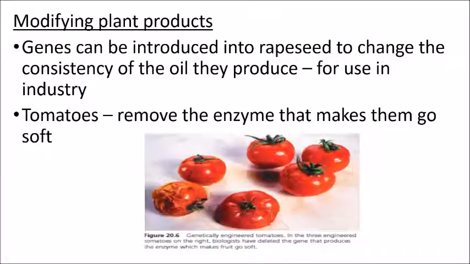Another one is the oil from the rapeseed that we talked about earlier that's used in diesel motors. Genes can be introduced to change the consistency of that to make it more usable in the diesel industry. Also, tomatoes go soft. Well, let's remove the enzyme that makes them go soft. Let's put a gene in there to stop the enzyme from functioning.